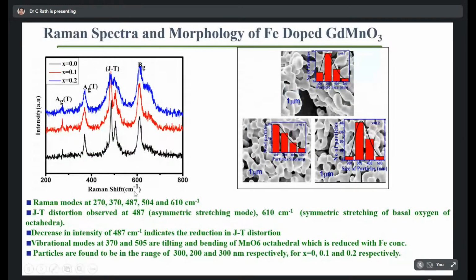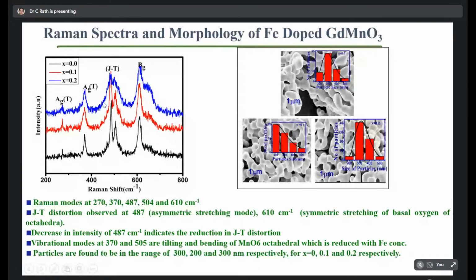Then, to confirm this Jahn-Teller distortion, we did Raman spectra. One can see there are 4 main Raman modes we observe, which are Ag and Tg. These are transverse modes, and this is due to Jahn-Teller distortion, and 610 is also due to Jahn-Teller distortion. So Raman modes like 270, 374, 487, 504 and 610 we observe.